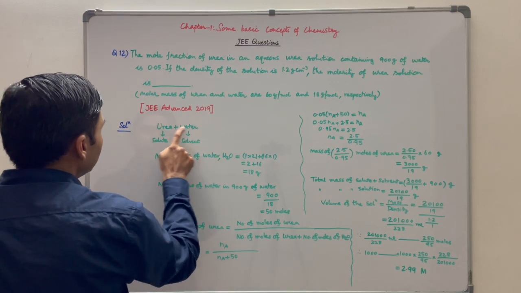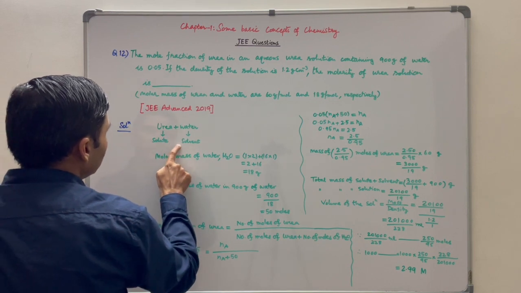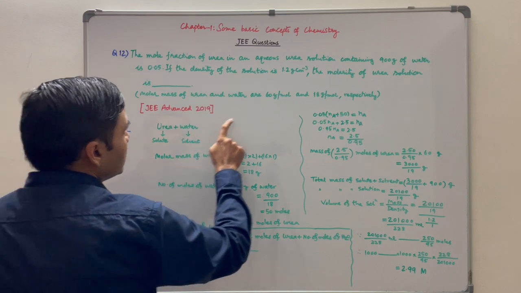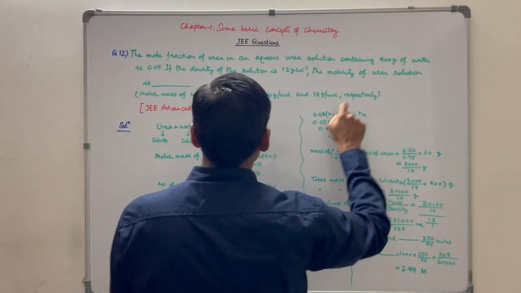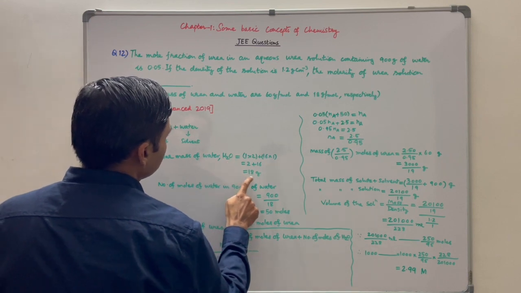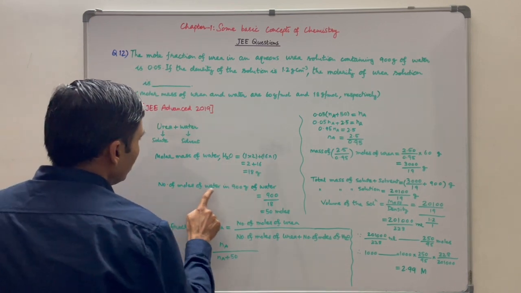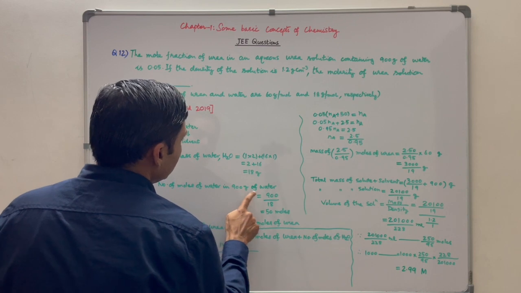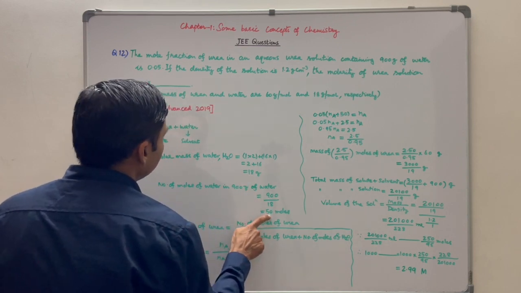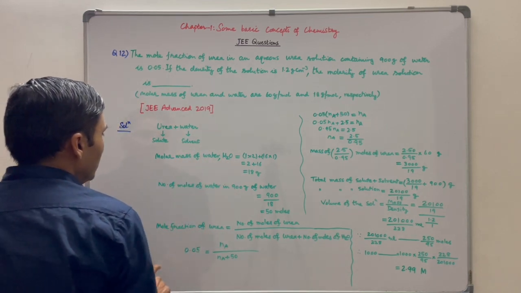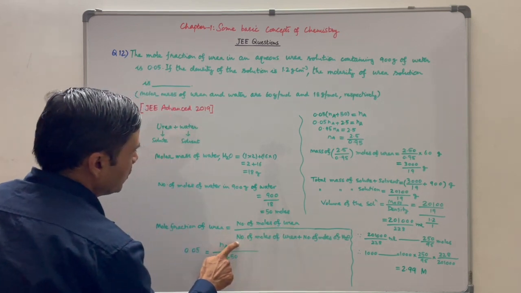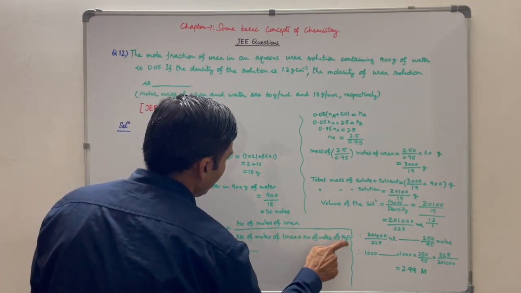In urea solution, urea is solute and water is solvent. First, we will figure out how many moles of water are there in 900 gram of water. Molar mass of water is 1 into 2 plus 16 into 1, that is 18 gram. So number of moles of water in 900 gram is 900 upon 18, that is 50 moles. So there are 50 moles of solvent water. Now mole fraction of urea is equal to number of moles of urea upon number of moles of urea plus number of moles of water.